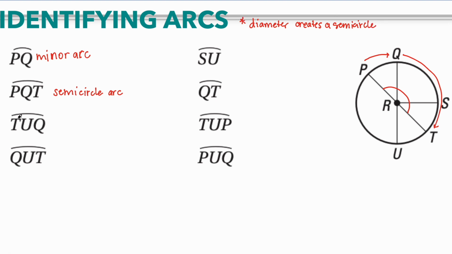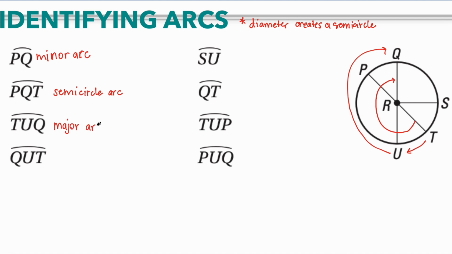Next, I'm going from T to U and then to Q. So in this case, I'm going from T towards U and then from U all the way to Q. So I'm going from T, which starts there, all the way around to Q, and that is going to be a major arc because it goes past halfway. From T to P is halfway, and I go further to get to Q, so it is a major arc.